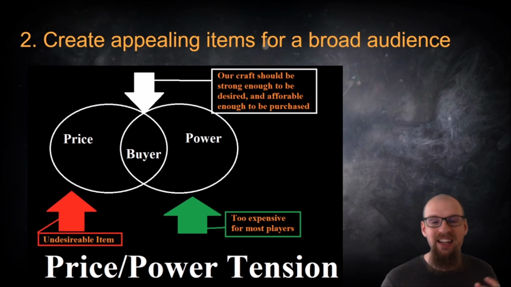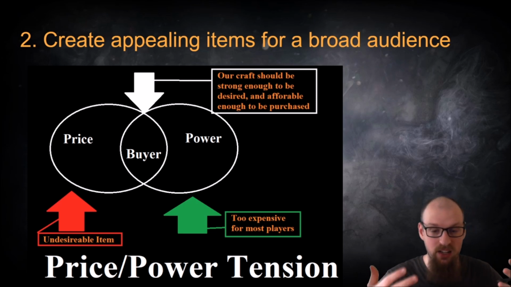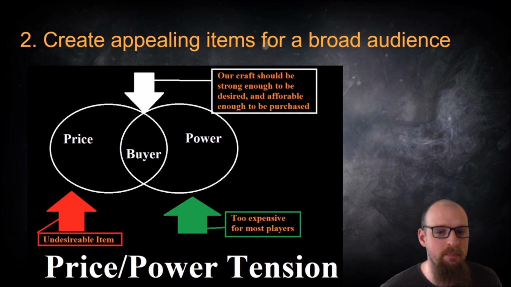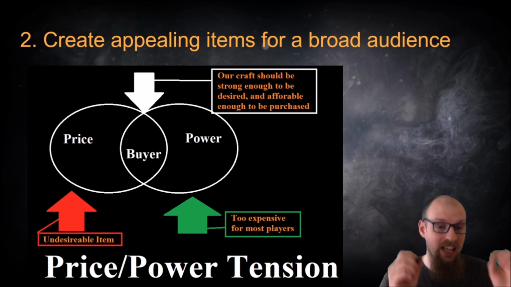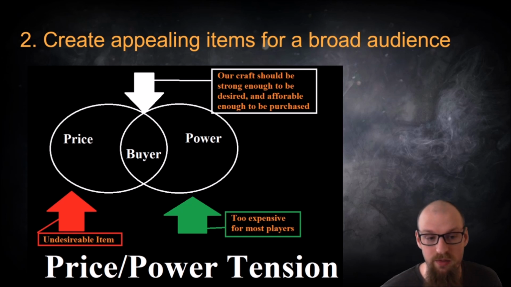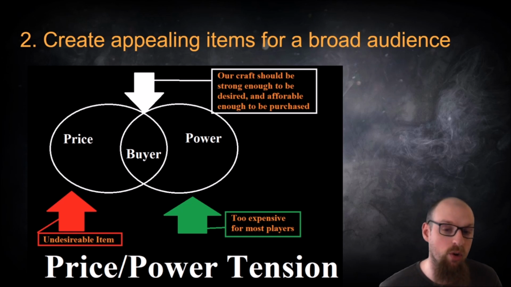We want to find that tension in a sweet spot in a market because that's where most buyers are interested. Most buyers, from a buying psychological perspective, aren't interested in buying something that is less powerful than what they could otherwise afford or is too expensive for what they think they should be paying. We want our craft to be strong enough to be desired and affordable enough to be purchased.